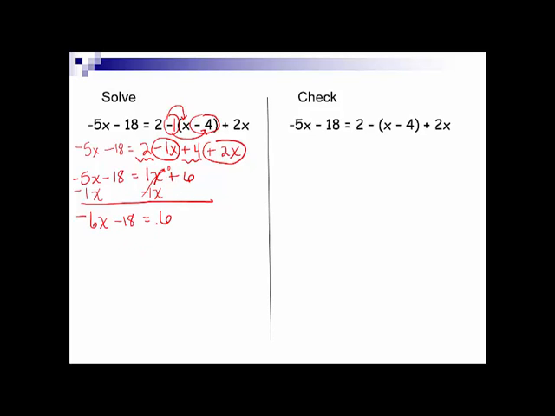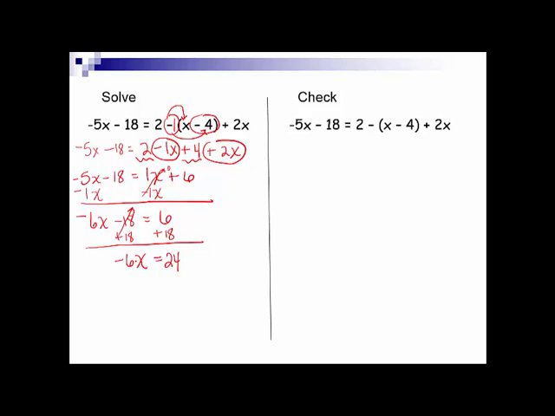Now I'm going to move all of my constants over to the right. Well, how do I zero out a minus 18? Oh, I need to add 18 to zero that out. If I'm adding 18 to the left, I need to add 18 to the right-hand side of that equal sign. On the left-hand side, now all I'm left with is minus 6x equals 6 plus 18 is 24.